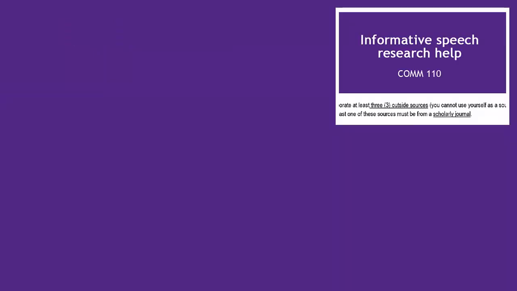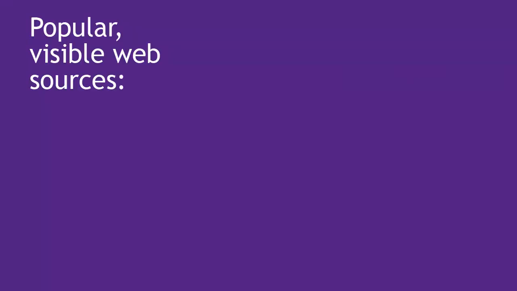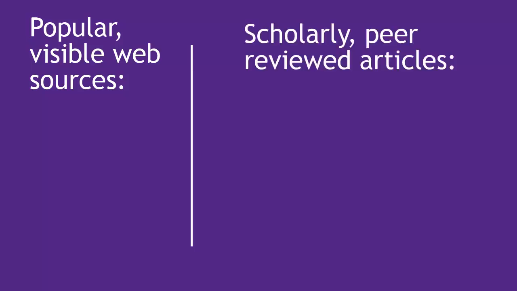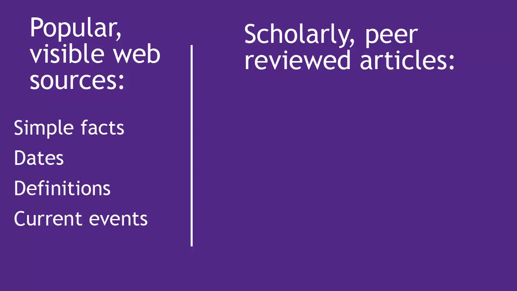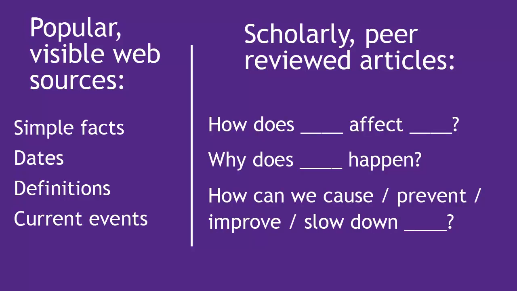In the previous video, we talked about how important it is to understand what types of information you will find in popular sources, like you can easily find via searching on the visible web, and what you will find in scholarly sources, like peer-reviewed articles. Popular sources, like news, magazines, and web pages, are good for quick facts, historical dates, very current events, and generally quick overviews of a topic. Scholarly sources are good for answering specific researchable questions, which often follow patterns like how does X affect Y?